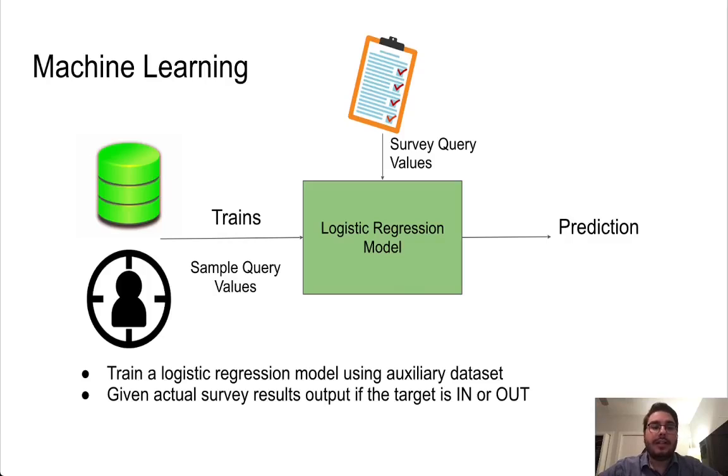The other attack we have is a machine learning attack that uses a logistic regression model to determine if the target is in the dataset or not. It is trained using sample queries generated from the auxiliary dataset, some of which contain the target and some of which do not contain the target. This is then given to the model, which outputs whether the target is in or the target is out. This can then just be given the survey query values to output a final answer.